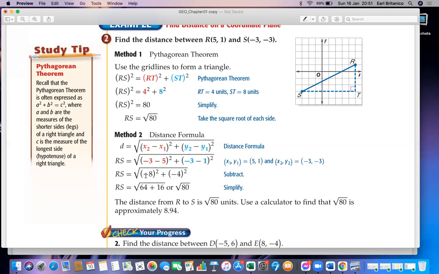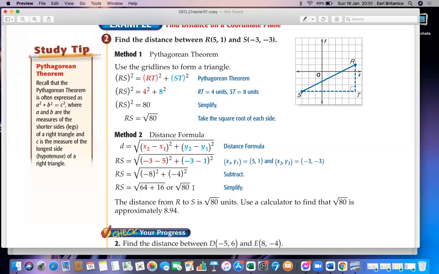Please be careful. Even if the number is negative, when you square it, the answer is positive. So -8 squared is +64. -4 squared is +16. So 64 plus 16 is the square root of 80.